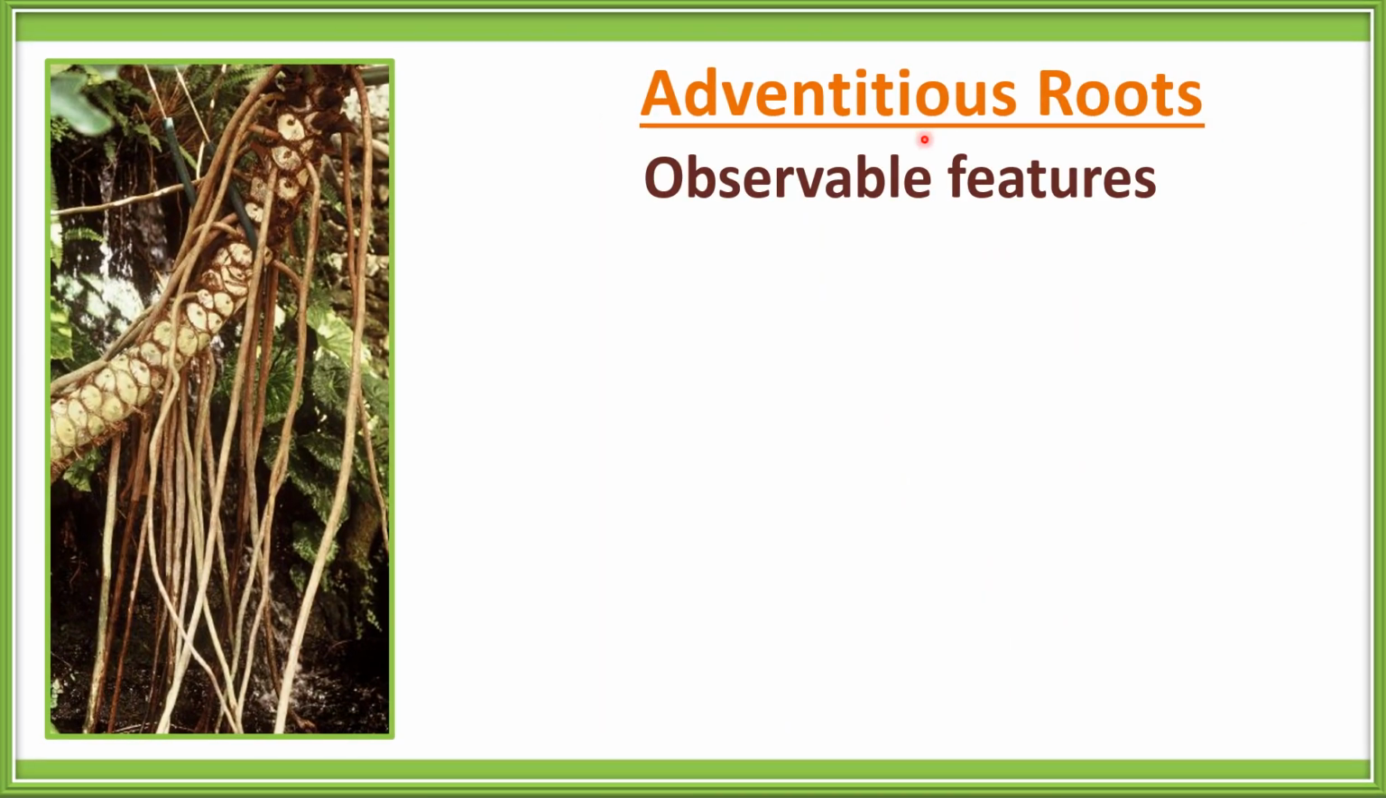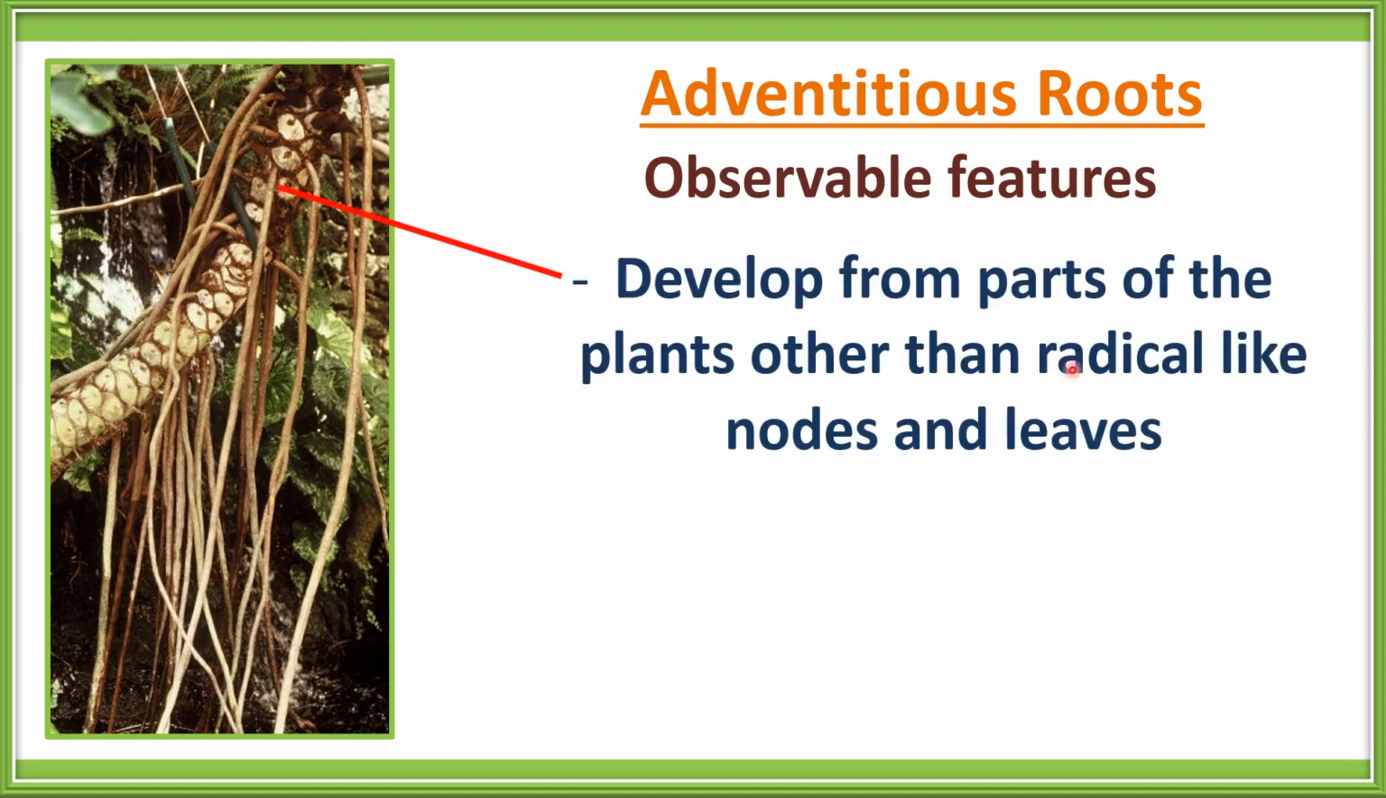Observable features of adventitious roots: here we have adventitious roots. One, they develop from parts of the plants other than the radicle, like nodes and leaves. So the adventitious roots don't develop from the radicle. They develop from far parts of the plants, like the nodes or where the leaves are growing from.